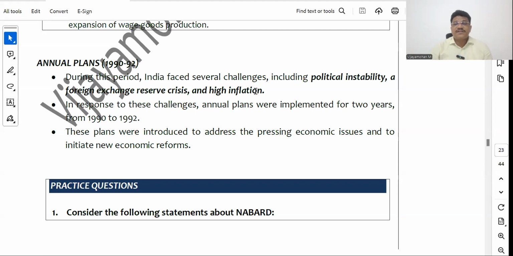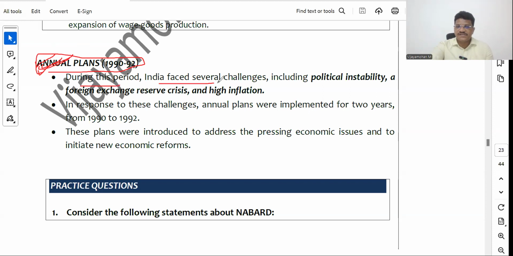So after the seventh 5-year plan, during the 90s, as you know, there was turmoil, political instability, foreign exchange crisis, inflation related issues, the Gulf oil crisis, and a balance of payment crisis in the Indian economy. Because of those situations, during 1990 to 1992, those 2 years, there was no 5-year plan. However, there were annual plans being implemented, right? After this, you know the new industrial policy of 1991 came and LPG reforms were introduced. Then again, the 8th 5-year plan started, right? So these 2 years, 1990 and 1992, there were annual plans.